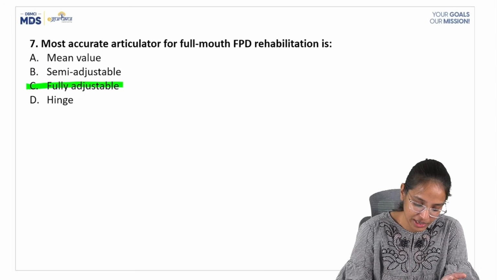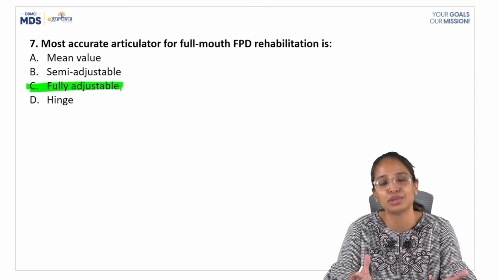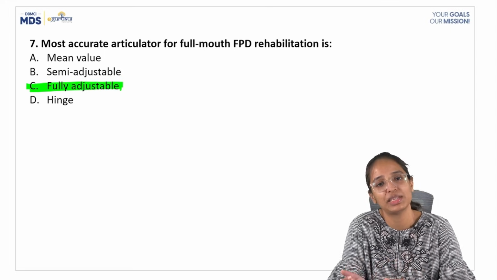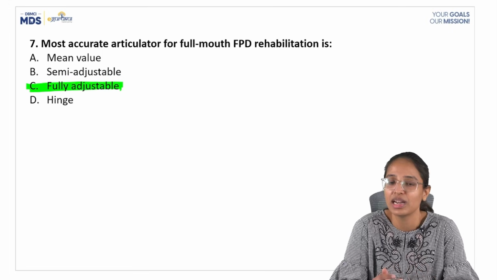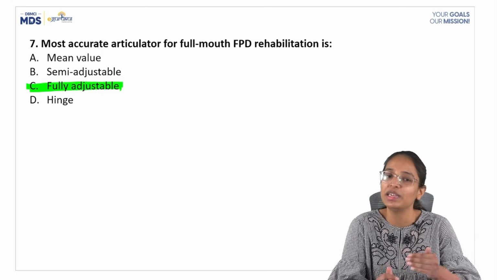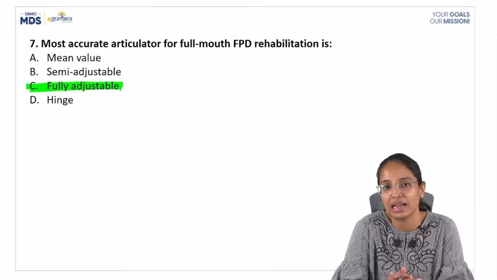It would be fully adjustable. Why? It conforms to all of the dimensions of the patient. You can do specific modifications of even the condylar fossa shape onto the fully adjustable articulator. So it will be definitely much more accurate than semi-adjustable.